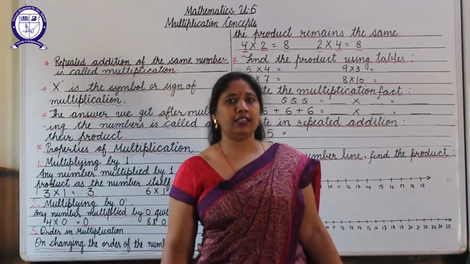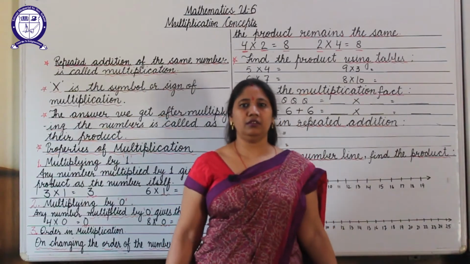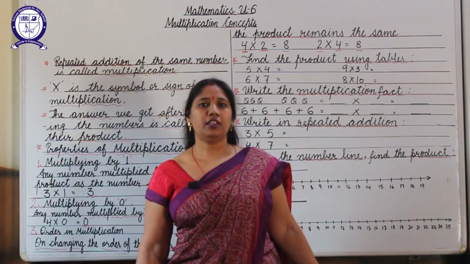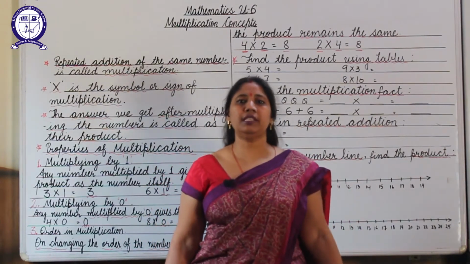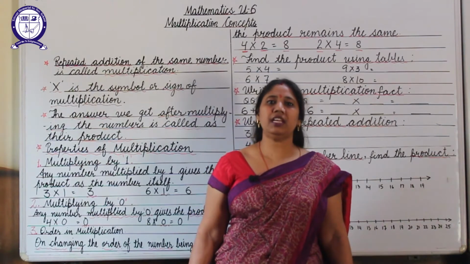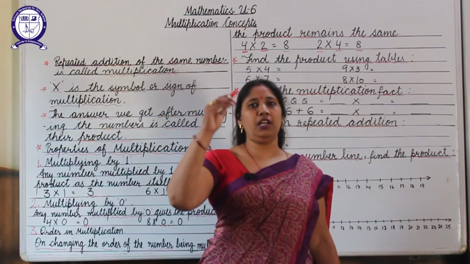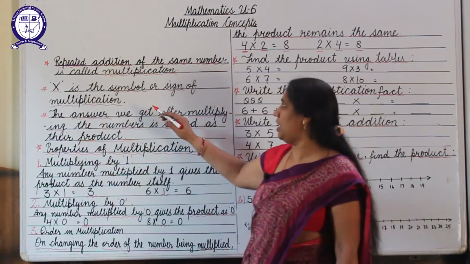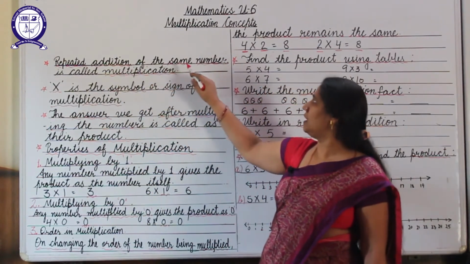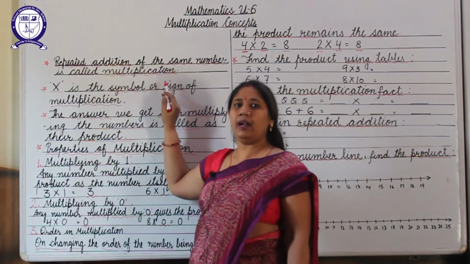Let's say in our ceiling fan there are 3 wings. If in our room there are 2 ceiling fans, how many wings are there? So there are 3 plus 3, which is 2 times 3. That is called multiplication. Repeated addition of the same number is called multiplication.